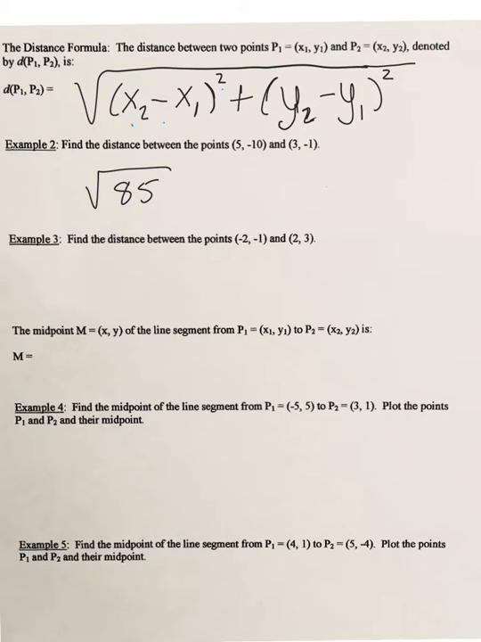Example 3 says to find the distance between the points -2, -1 and 2, 3. So it is going to be the distance formula yet again. And let's go ahead and label our points. So the first point I saw was -2, -1. So the first x-coordinate, or x1, was -2. The first y-coordinate I saw, or y1, was -1.